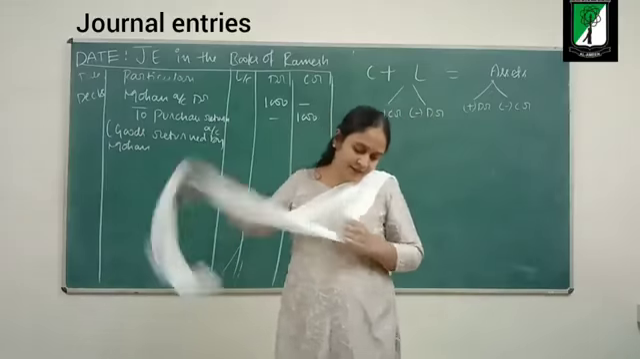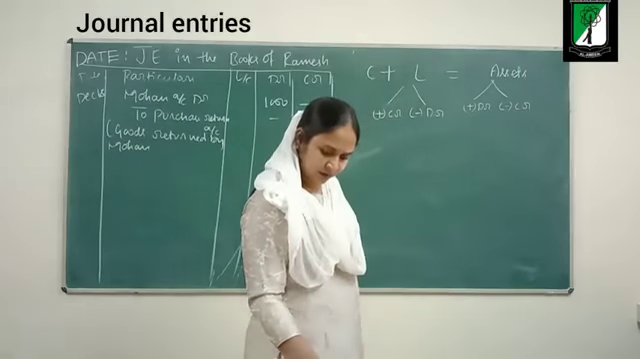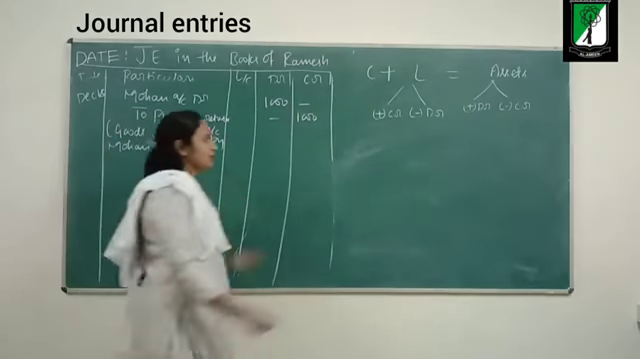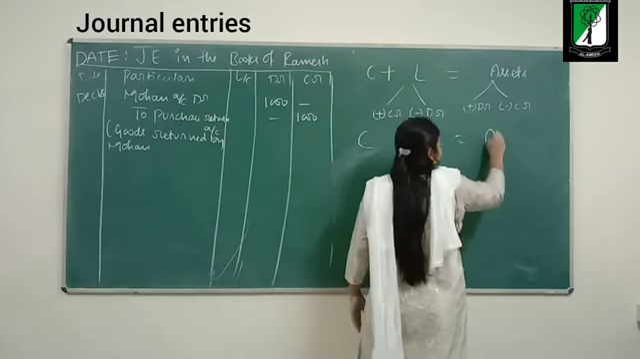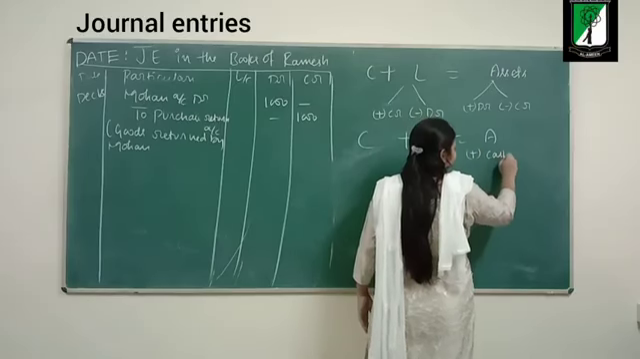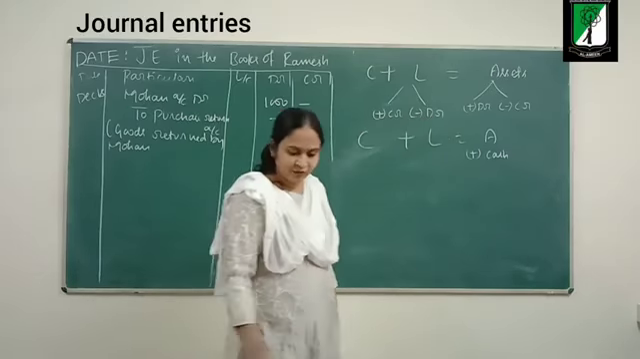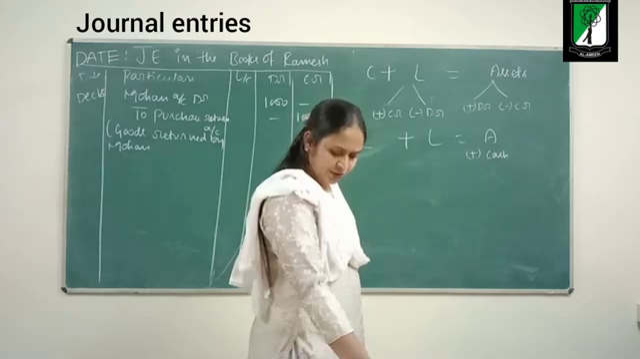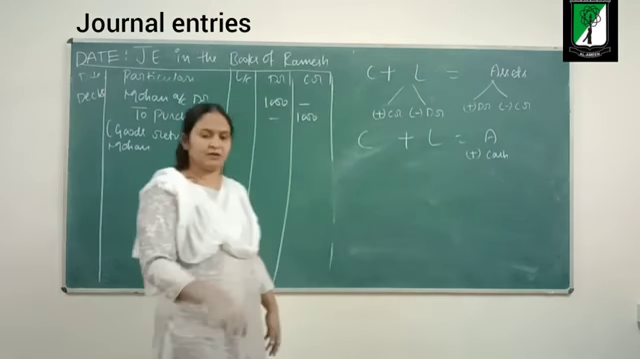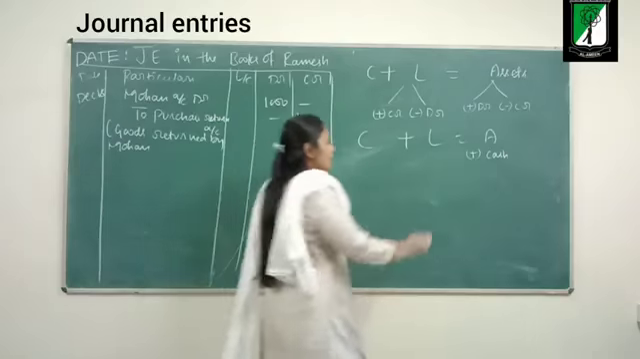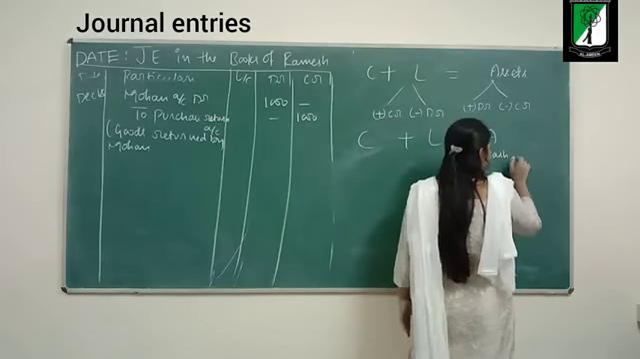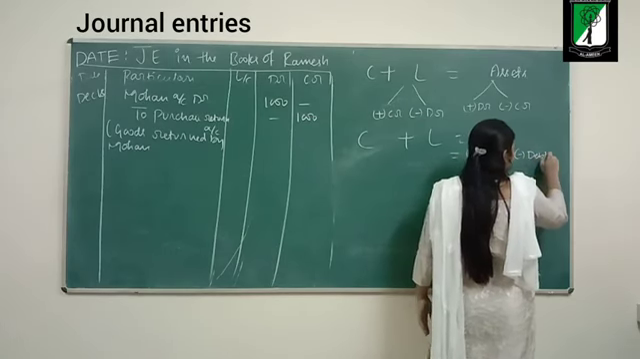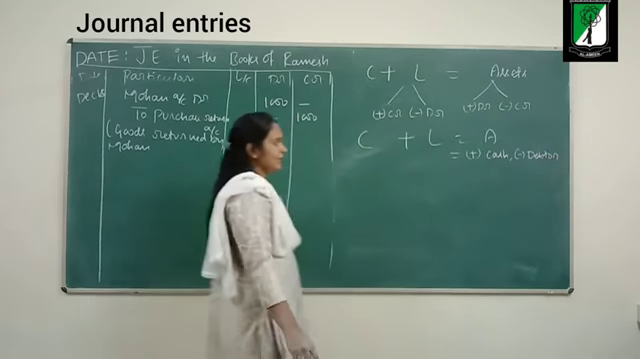Next transaction is cash received from Sohan ₹1,200. Business is receiving cash from Sohan. So what is happening to my cash balance? It is increasing. Who is Sohan? You had sold goods to Sohan on credit. Now he is paying that cash, so he is a debtor. What is happening to my debtor balance? It is decreasing.